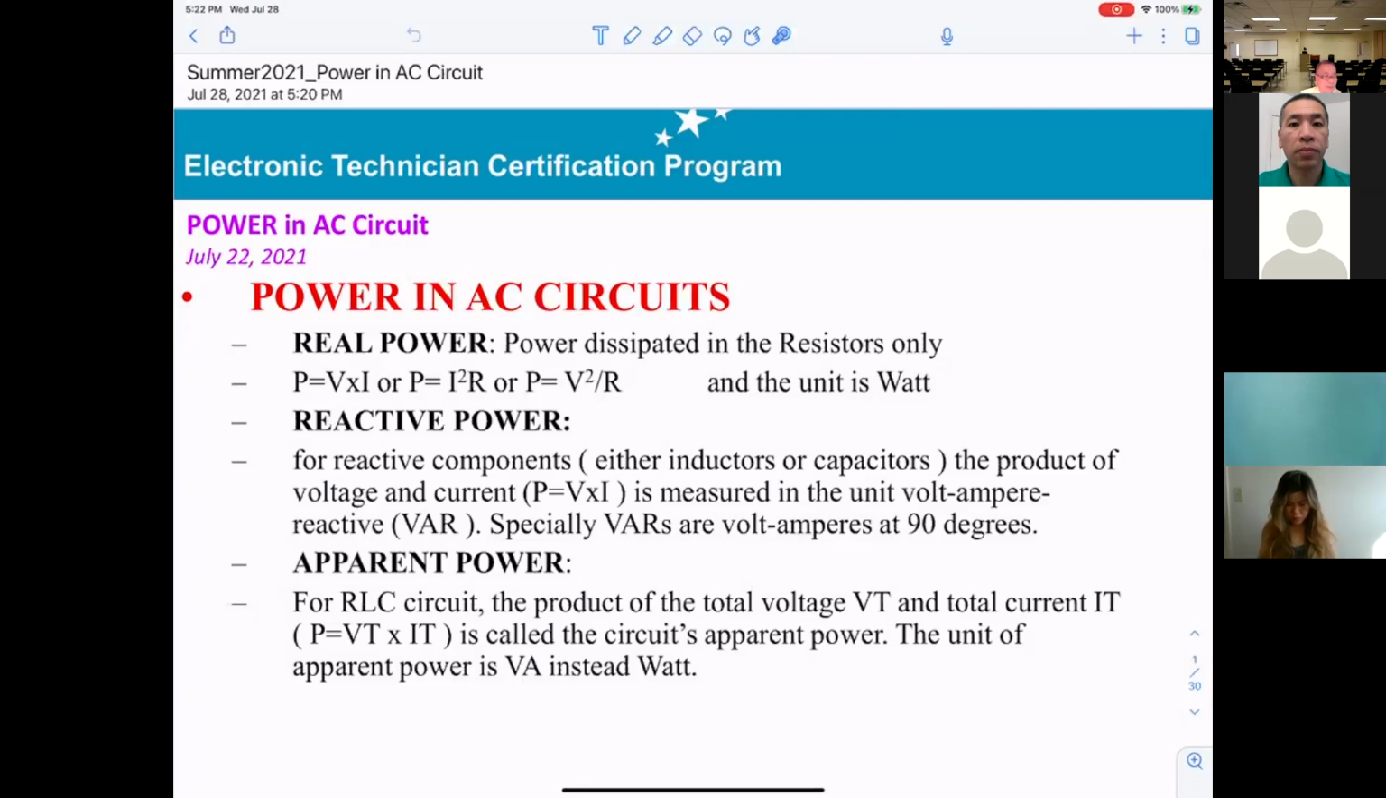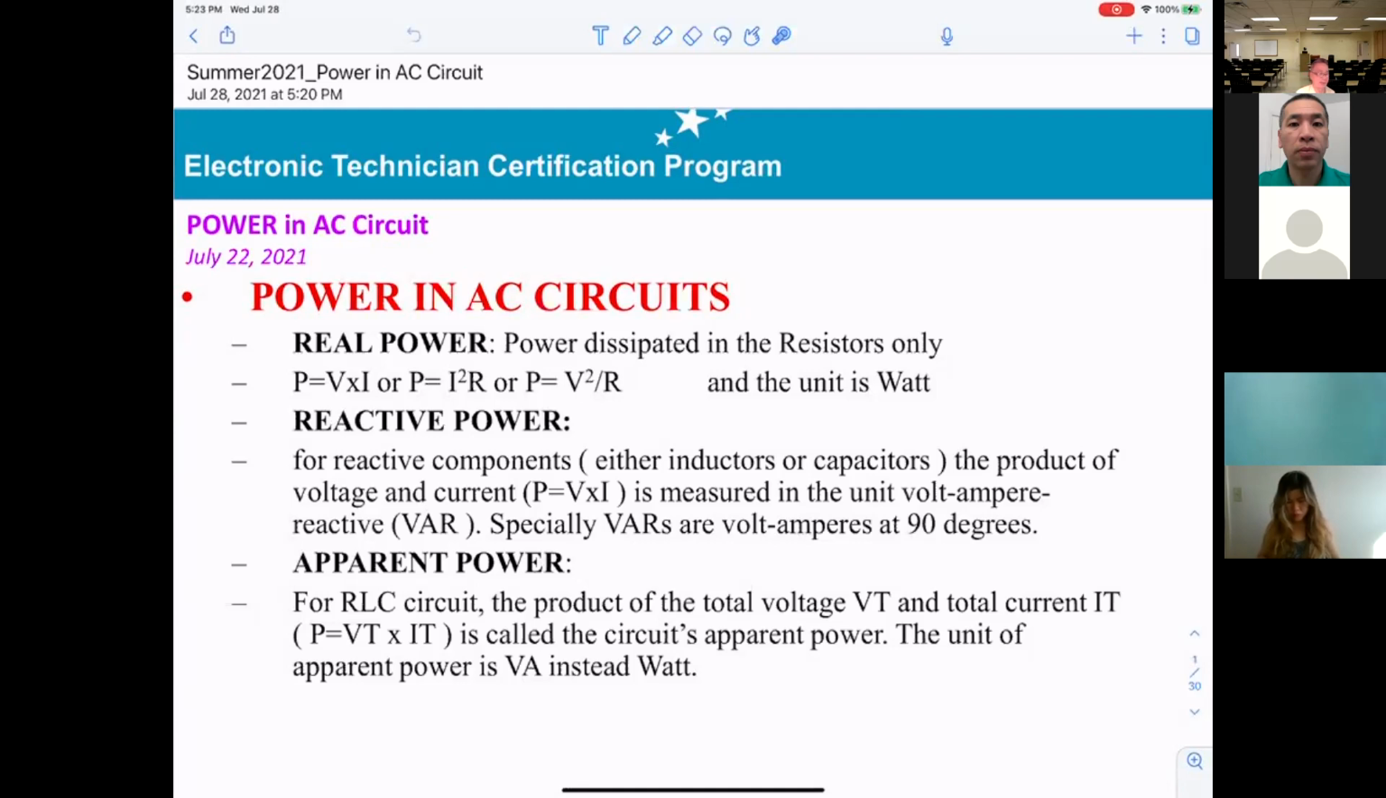And the real power, they have three formulas to do the calculation. First one, P equals V times I, or P equals I squared times R, or P equals V squared over R. And the unit of the power will be in watts, R will be in ohms, I will be in amperes.